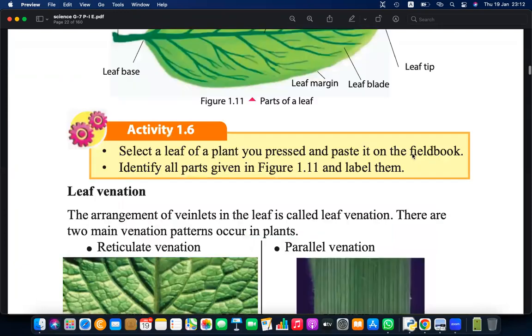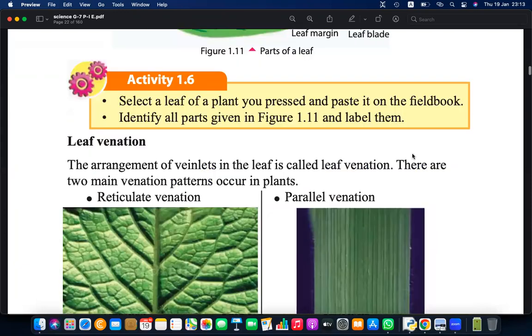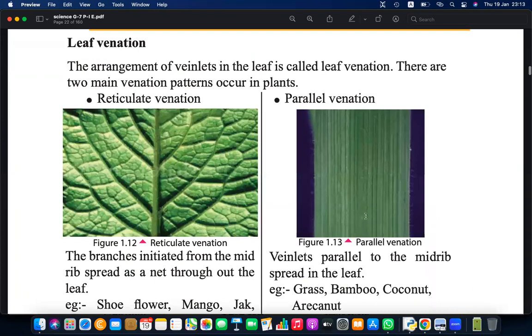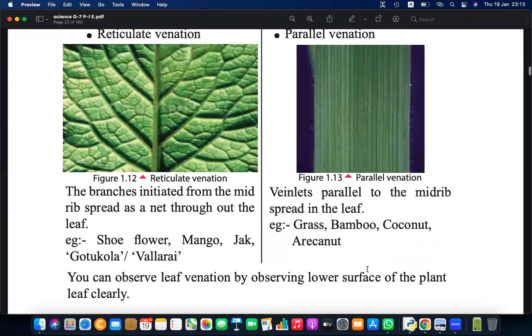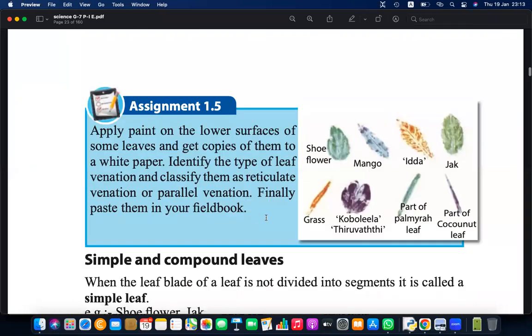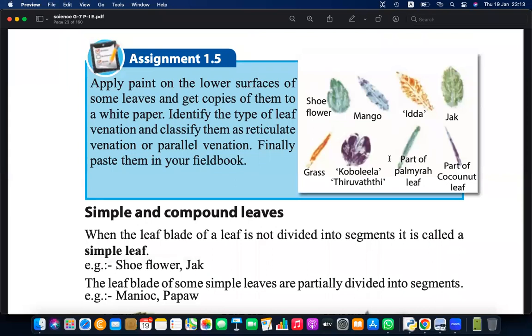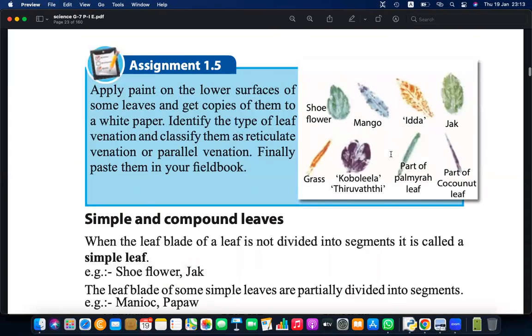Then we discussed the leaves and the leaf venation. Normally parallel venation is present in non-flowering plants, and also in plants having a fibrous root system, but reticulate venation is mainly there in taproot system plants. Typically, right? Then we learned how to copy the venation, how to emboss the venation by painting.